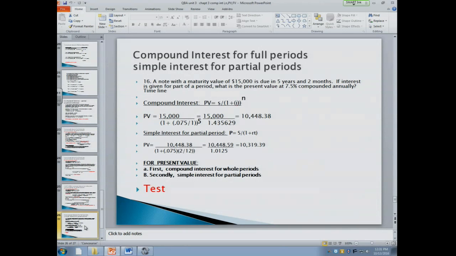A note with a maturity value, excuse me, $15,000 is due in 5 years, 2 months. If interest is given for part of a period, what is the present value at 7.5% compounded annually? Again, this is the same thing. We're finding the proceeds. I made it a little bit easier. 5 years, 2 months. So you go back 5 years and then you go back 2 months. I'm going to stop here and let you calculate this. And this will conclude the first unit on compound interest.